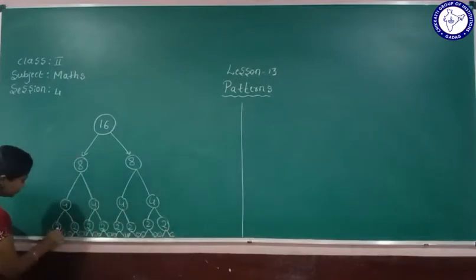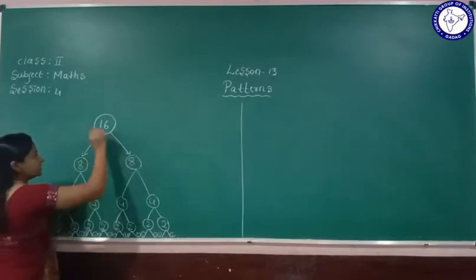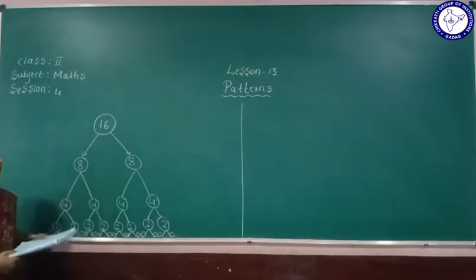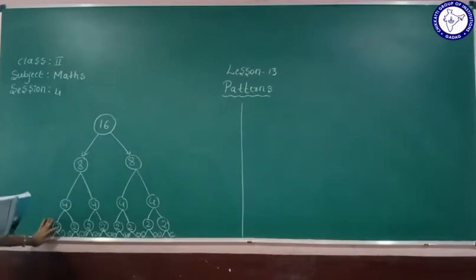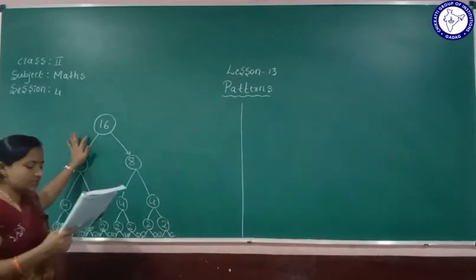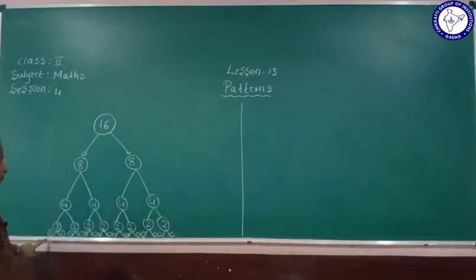Okay, here see, 2 is 1 plus 1. 2 plus 2 is 4. 4 plus 4 is 8. 8 plus 8 is 16. So this 16 is split in so many ways. Okay, understood this one? Here 16 is written in 4 different forms: 1, 2, 3, 4. Yes, 4 different forms.